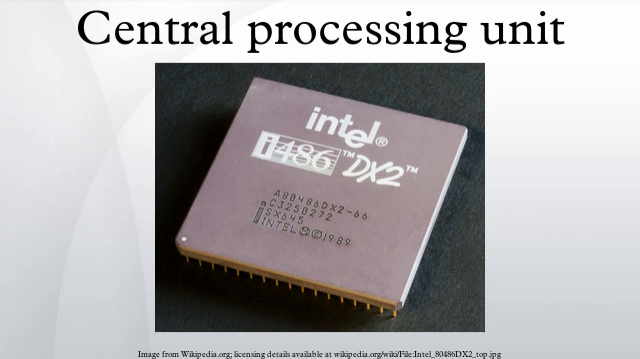Pipelining does, however, introduce the possibility for a situation where the result of the previous operation is needed to complete the next operation. A condition often termed data dependency conflict. To cope with this, additional care must be taken to check for these sorts of conditions and delay a portion of the instruction pipeline if this occurs. Naturally, accomplishing this requires additional circuitry, so pipeline processors are more complex than subscalar ones. A pipeline processor can become very nearly scalar, inhibited only by pipeline stalls.